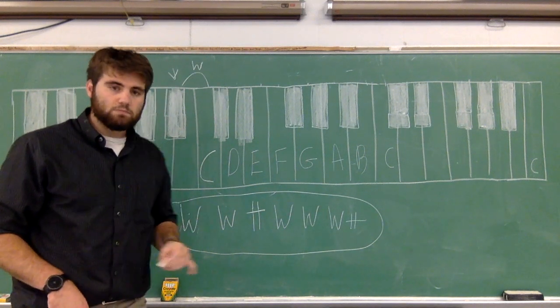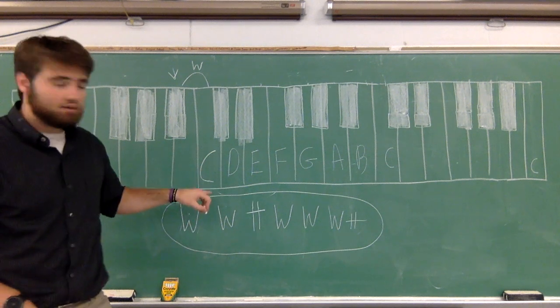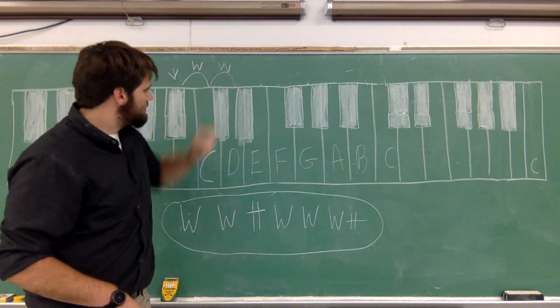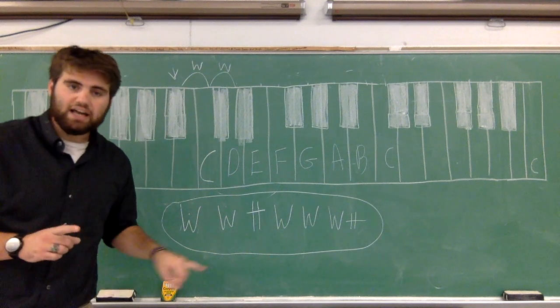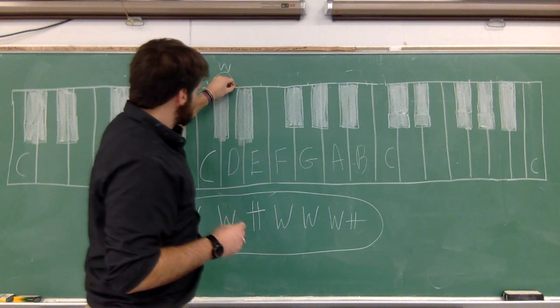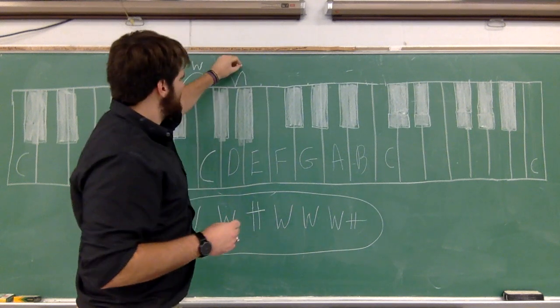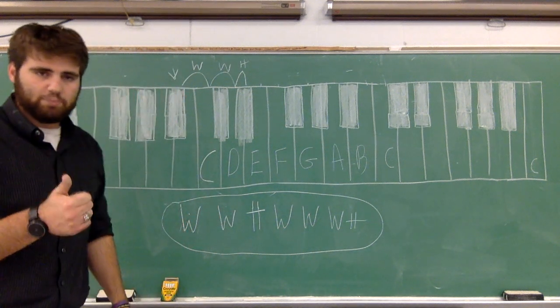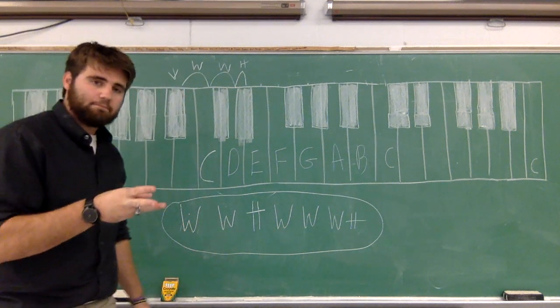We need another whole step. What's a whole step above C? Boom, boom. Now we need a half step. Half step. So we have gone B flat, C, D, and now we're at E flat.